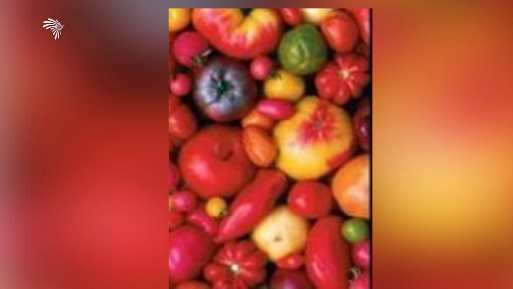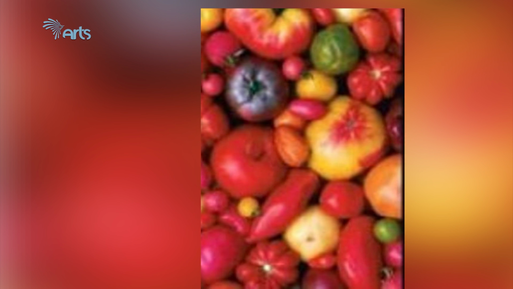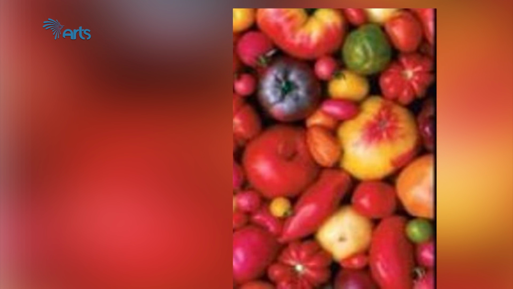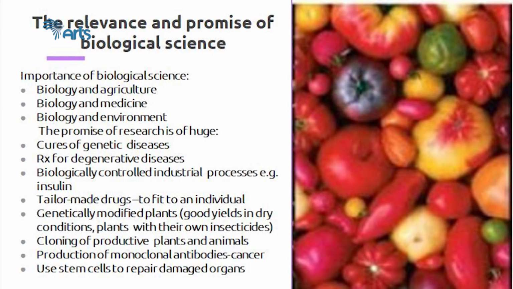Another aspect of biology is that it is a promissory science. The promise of research in the biological field is very huge. We can see some of the promises carried out by biological science. One of these is cures of genetic diseases. There are a number of genetic diseases. For instance, in human beings, Down syndrome, cystic fibrosis, sickle cell, and Tay-Sachs disease.